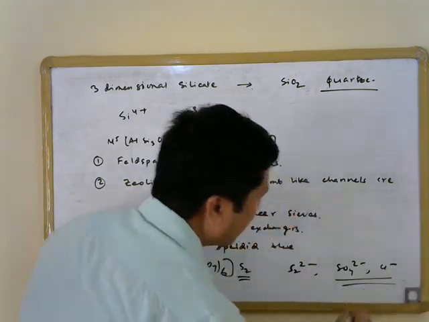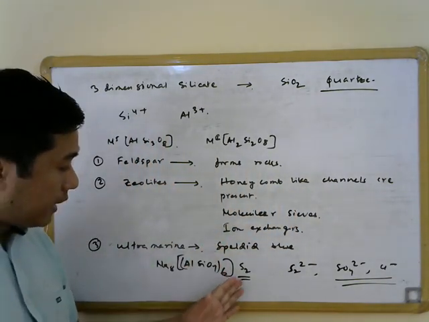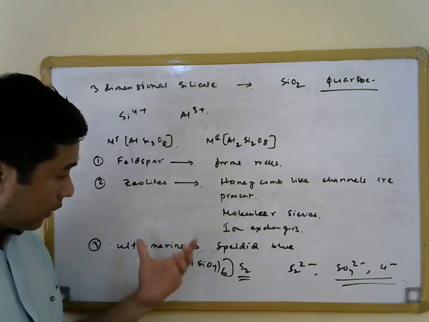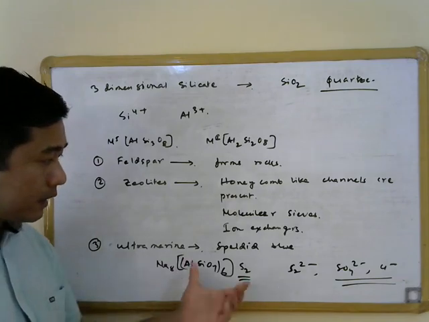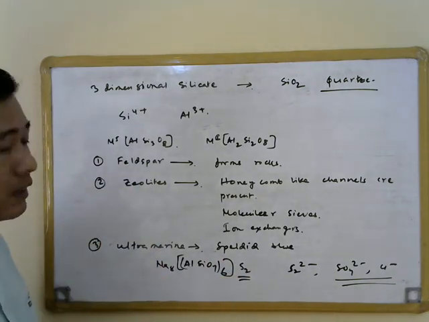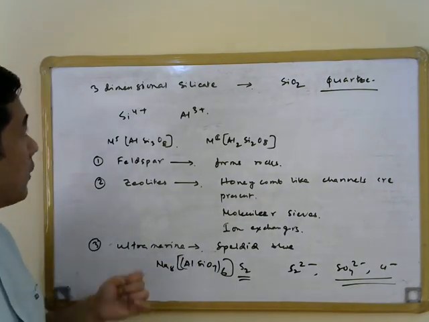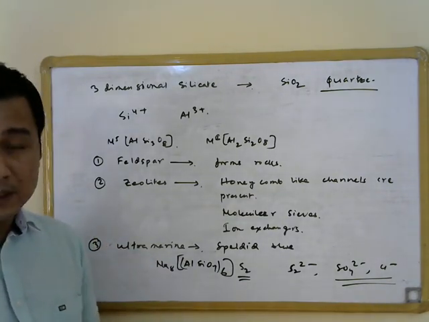These sort of ions can also be present in ultramarines, and because of the presence of such anions within the silicate lattice, the color of these minerals is quite intense blue, and that is why they are called ultramarines. So these are different types of three-dimensional silicate minerals. This essentially brings us to the end of this lecture.